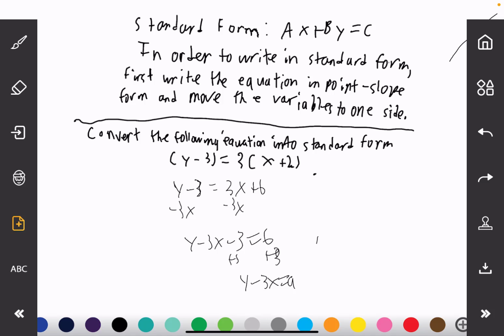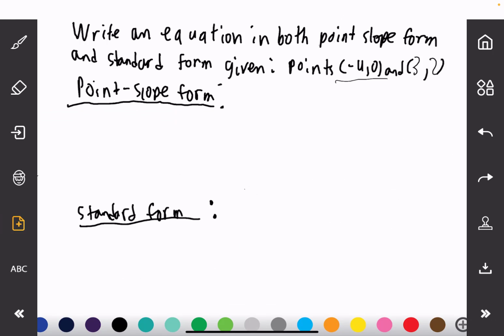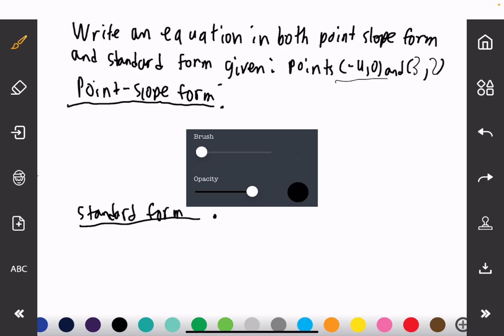Next, we'll move on to the sample problem. So the sample problem says, write an equation in both point-slope form and standard form, given the points are (-4, 0) and (3, 2).